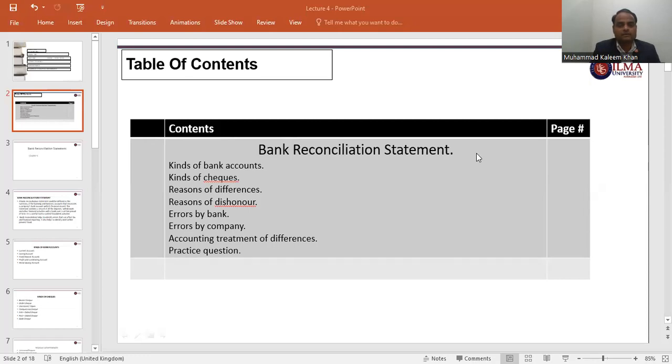The contents of this lecture are as follows: kinds of bank accounts, kinds of checks, reasons for differences in the company's record and bank record, reasons for dishonor of a check, errors by the bank and by the company, accounting treatment of differences, and practical questions and answers.